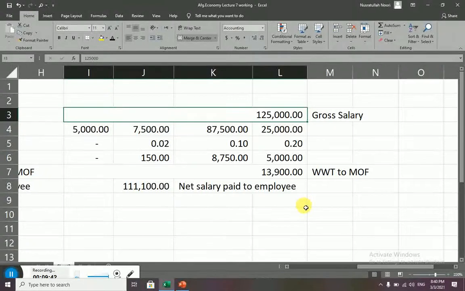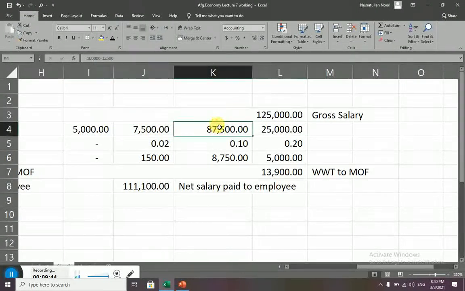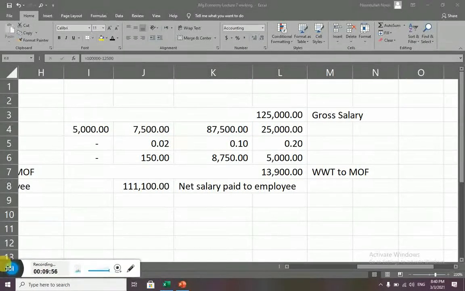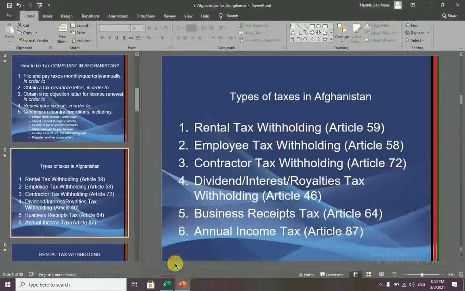So that was a minor correction that we did here in this threshold in stage 3, and now this is the proper and the correct tax of an employee whose salary is 125,000 Afghanis, right? So this is how we calculate the wage withholding tax for our employees. Now let's go ahead and start the new topic.